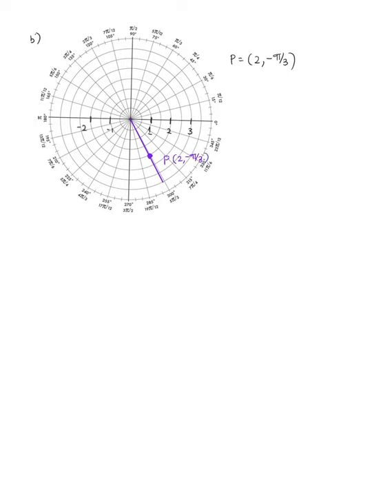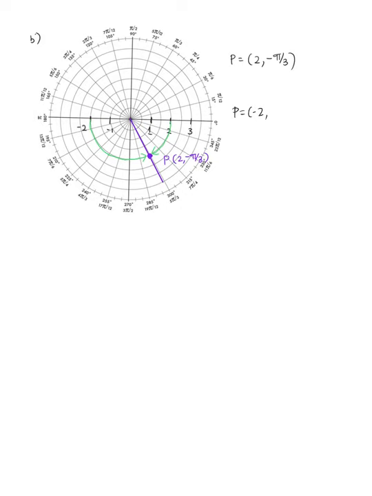So negative pi over 3, starting from 2, I went downward pi over 3 units. Okay, now let's go with another point. How about we start from negative 2? Now, starting from negative 2, should we go towards the positive side of the angle? Let's do the positive side first. So starting from negative 2, I'm going to revolve counterclockwise to get to that point P.